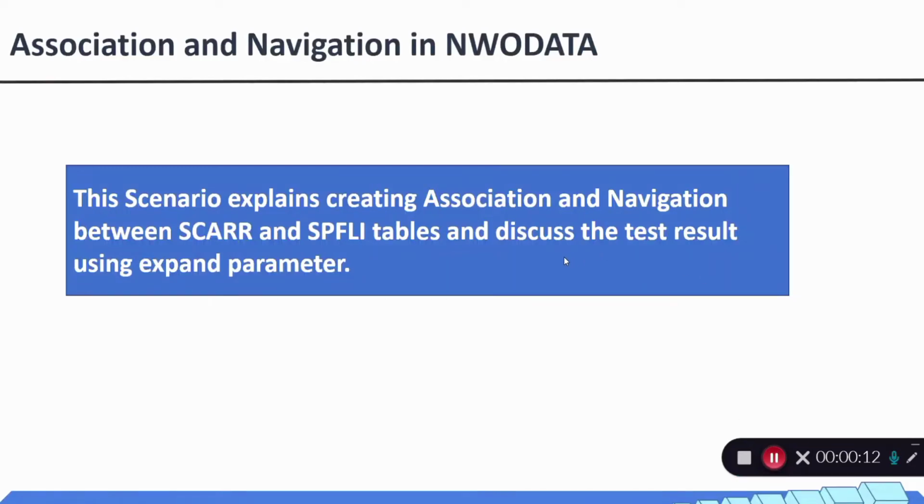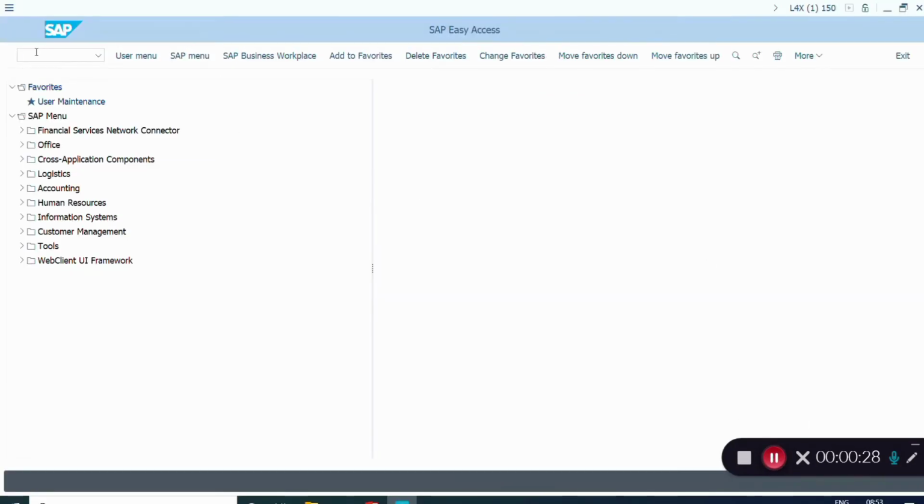This scenario explains how to create association and navigation between SCARR and SPFLI tables, and we will discuss the test results, how we can view this association and navigation using the expand parameter. Now let us see how we can implement association navigation in the system.